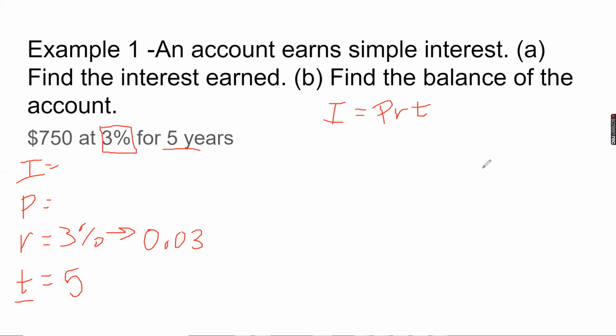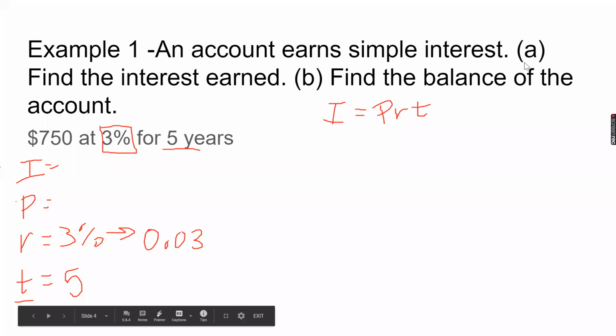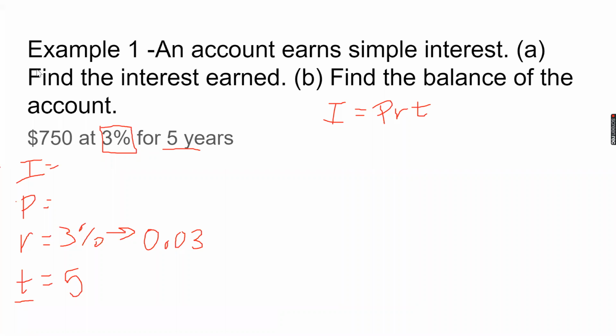Now we have to figure out, is that $750 our interest, or is it our principal? Let's look at this. The problem up here says A is find the interest earned. We need to find the interest, which means we don't have the interest. So interest is our variable. We don't know what that is yet. And that leaves $750 for our principal. So that's the amount of money the person puts in, P, person.